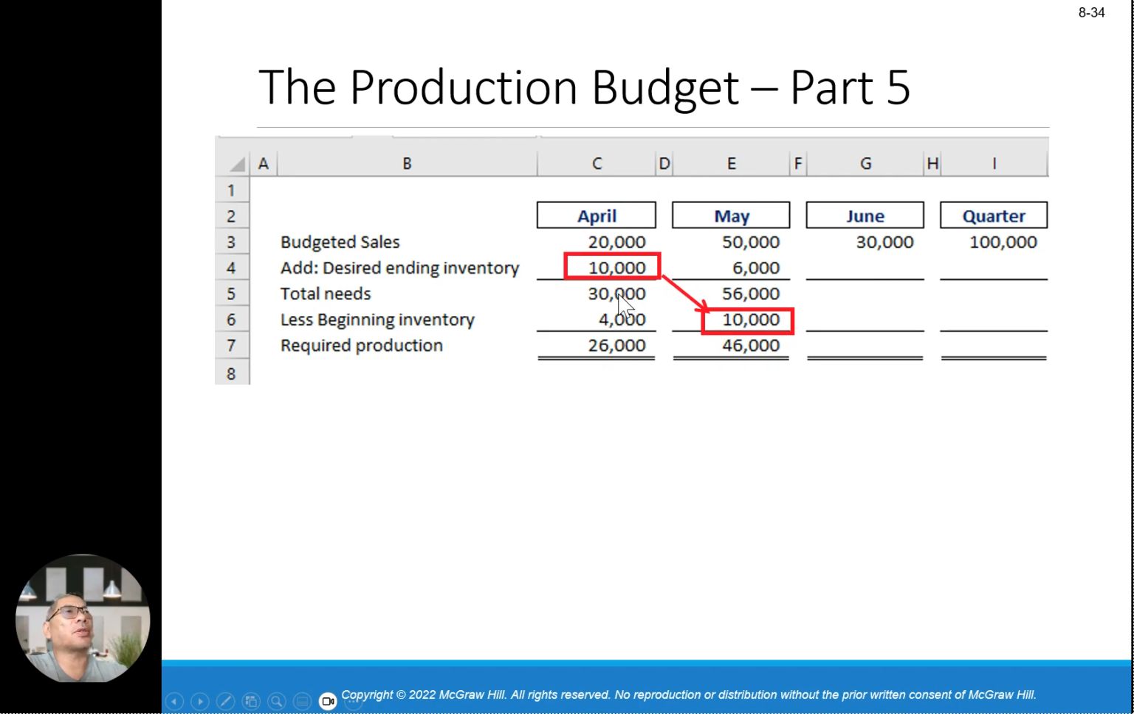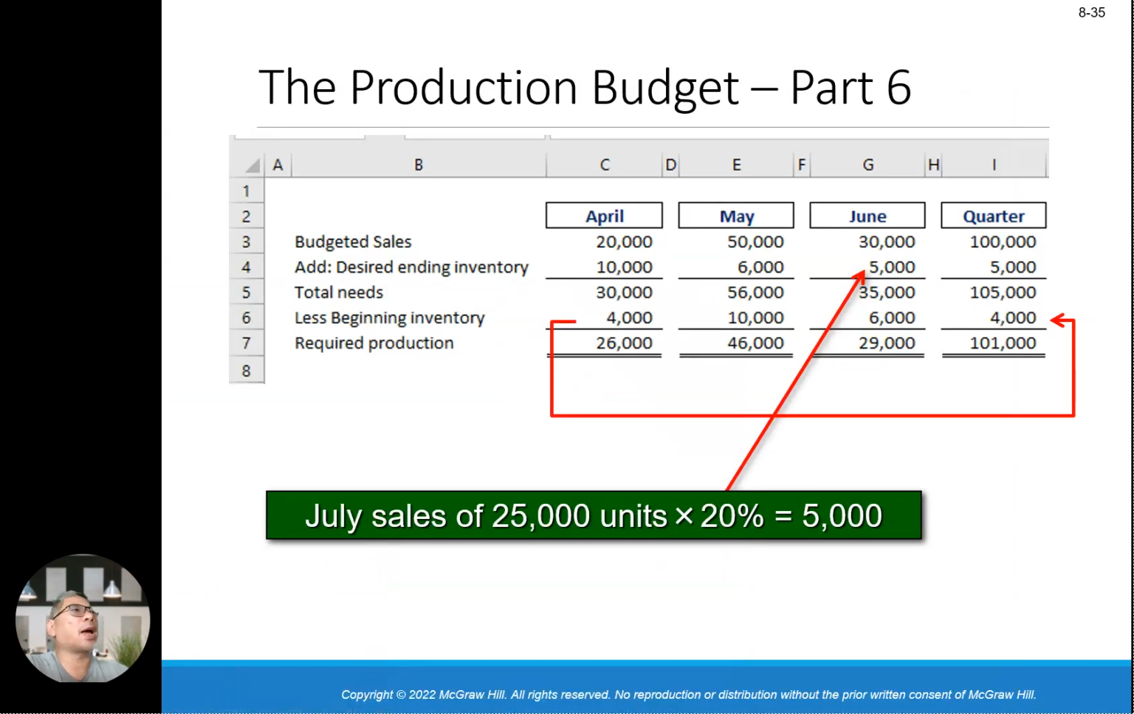The second one, May, because it's the ending inventory, it's going to go here as the beginning for May. Okay, and then on June and July, we're going to get the 20%. So the target is 20%. Remember, the target is 20%. So July sales, let's say July sales is 25,000 units, which is 5,000 here. When you get 5,000, the quarter will be 5,000. Desired inventory, you got 4,000 beginning inventory quarterly here. Okay, so that's where the logic is coming from.